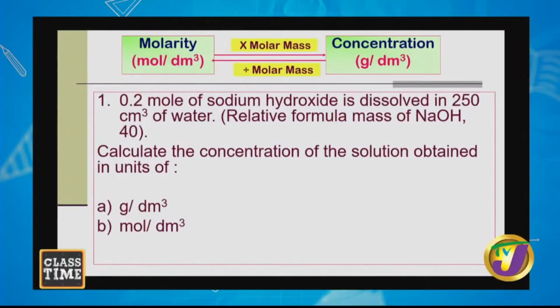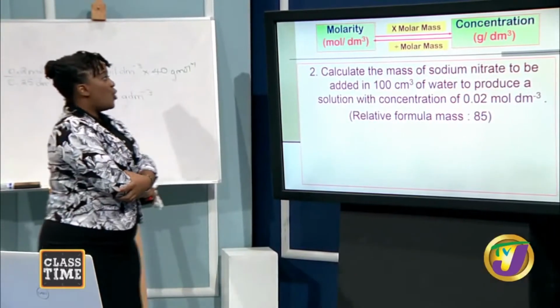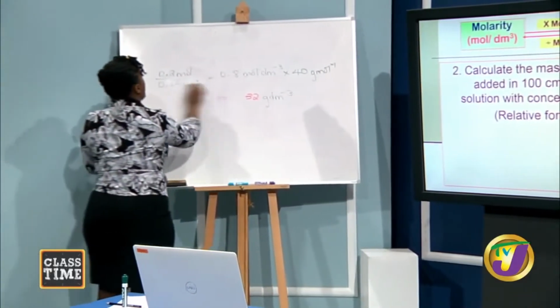Calculate the mass of sodium nitrate to be added in 100 cm cube of water to produce a solution with concentration of 0.02 mole per dm cube. How do you think we are going to do this question? What is it that we're to do? It says calculate the mass. So they're asking us for mass. So what is the unit for mass again? That's right, it's gram.